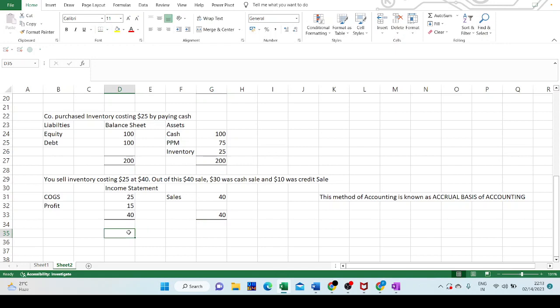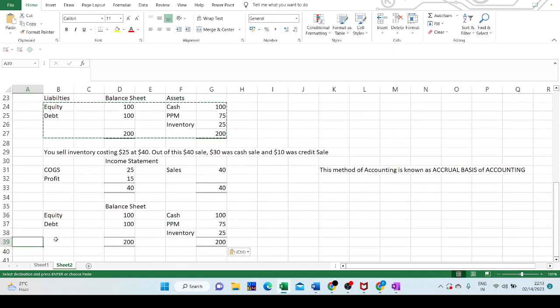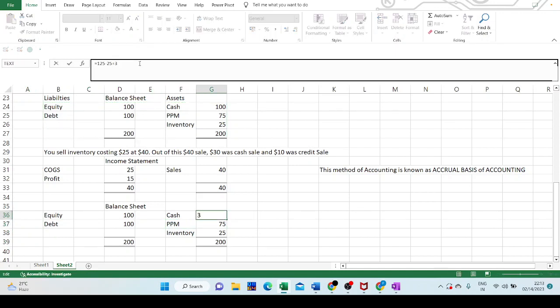Okay, now how will the balance sheet look, guys? Let's start with the asset side. So guys, cash would increase by the cash sale of $30. So we'll increase the cash balance by $30. Why? Because cash would increase by the amount of cash sales.